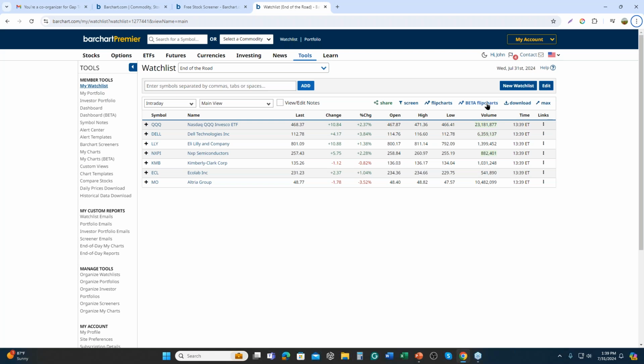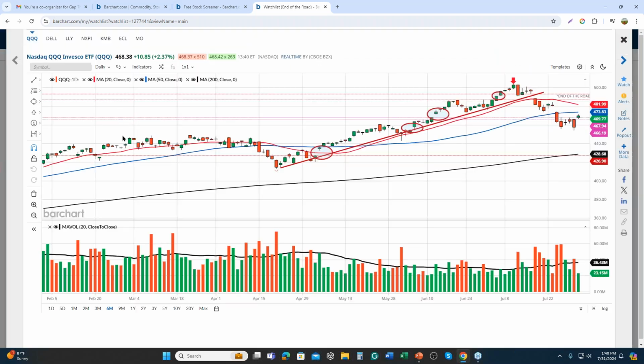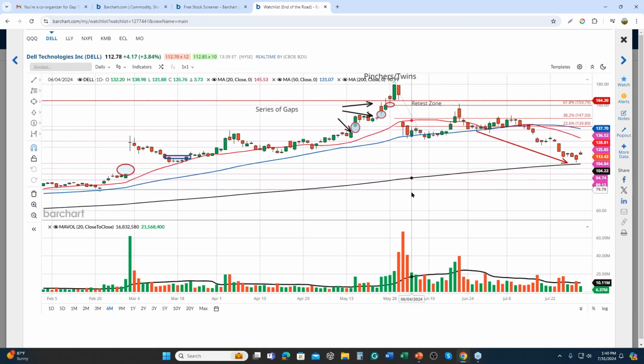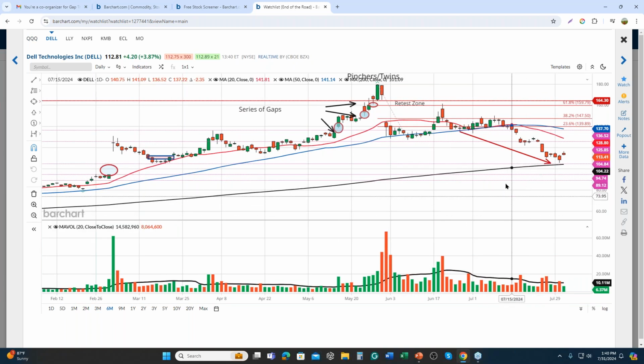So let's go back to our charts and let's go to Dell. Let me clean this up a little bit. We already looked at this, but before I move away from here, look at our series of gaps as we get to that parabolic movement, and then our island reversal up here.